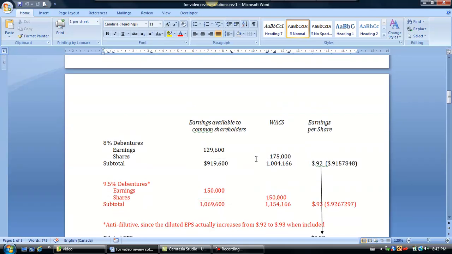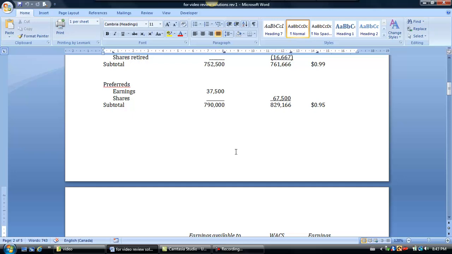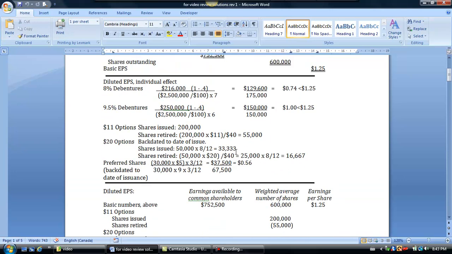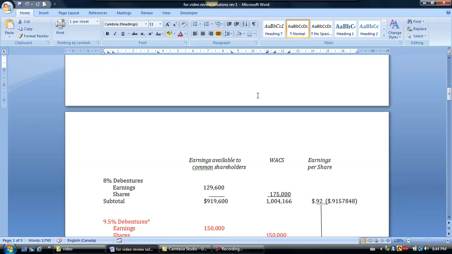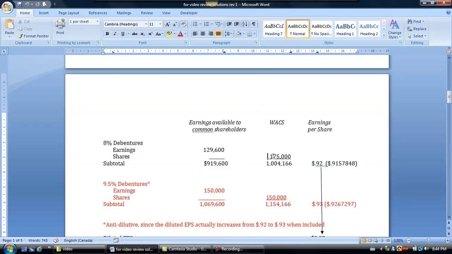So now we know the 8% debentures. We saw earlier that had we converted them earlier, we would have avoided interest expense after tax of $129,600. And on a what-if scenario, we would have issued 175,000 new shares earlier in the year. So that means our subtotal now for our diluted EPS calculation is rounded to 92 cents a share.